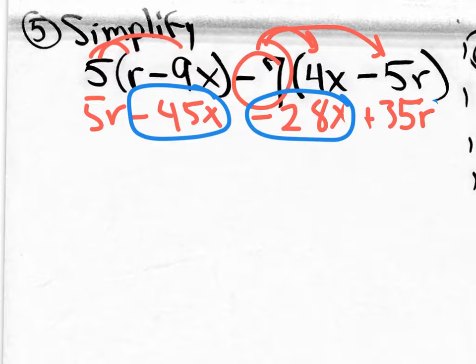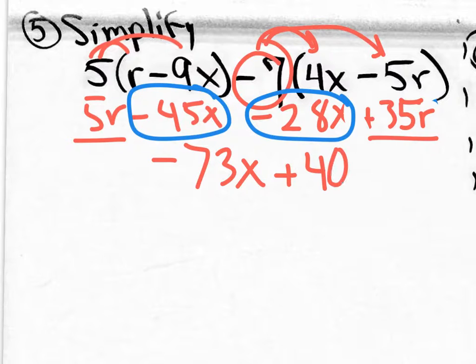73. Negative 73x. And 5r with 35r, that's just going to be 40r. And we're done.